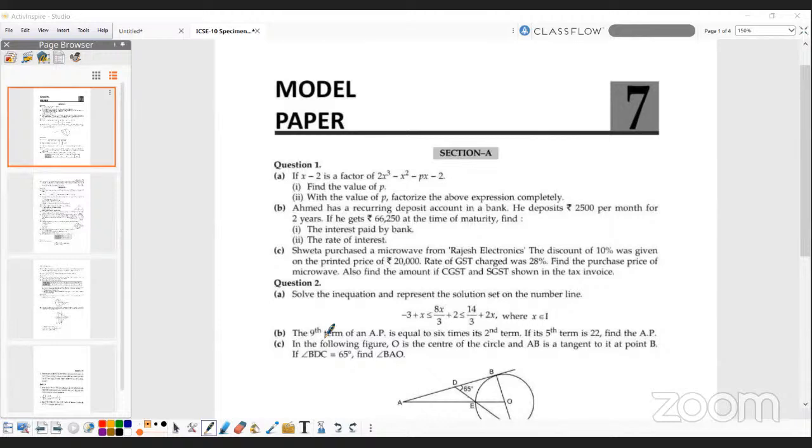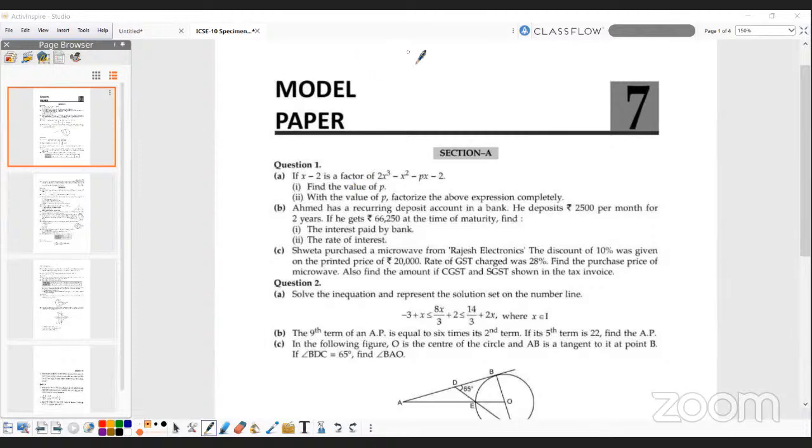Only one student has given me the answer. What about others? Please solve it and give the value of p. Okay. Let's start now. You can check your answer. So what is given to us? X minus 2 is a factor of this expression given before us.